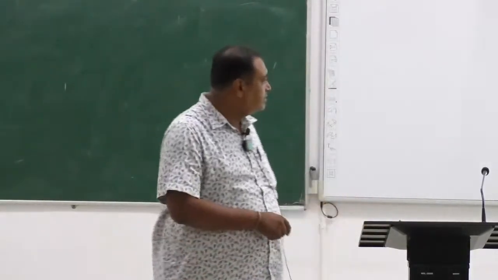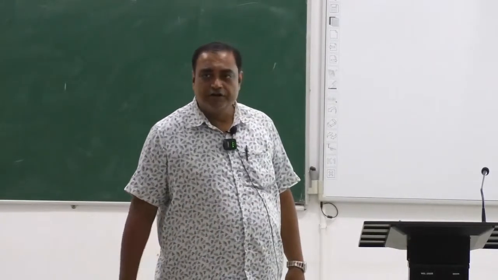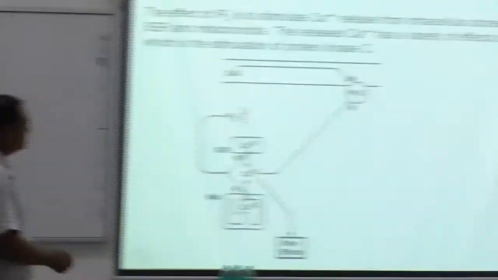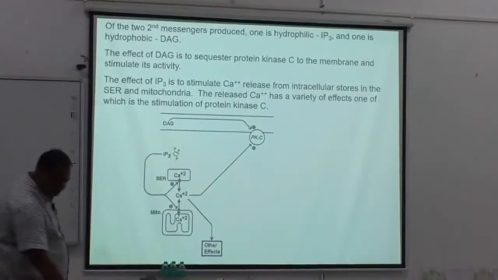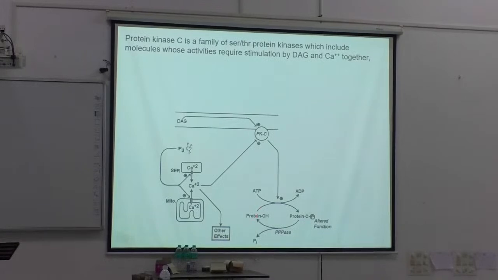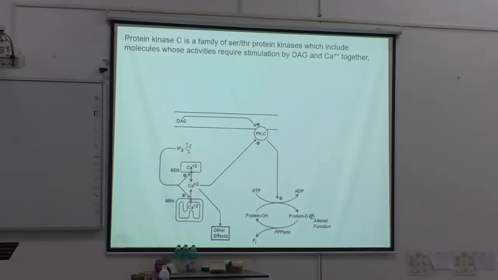One such protein is protein kinase C. So it has dual activation by DAG as well as calcium. Then protein kinase C will again phosphorylate some protein, and this will bring out the altered function. Clear?